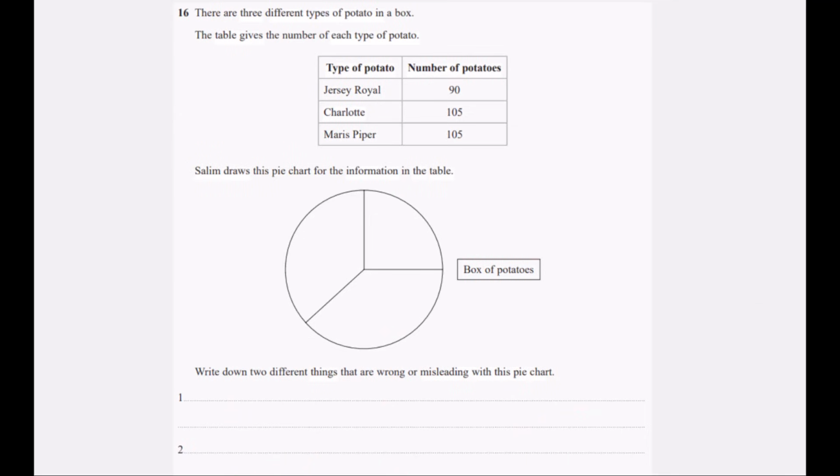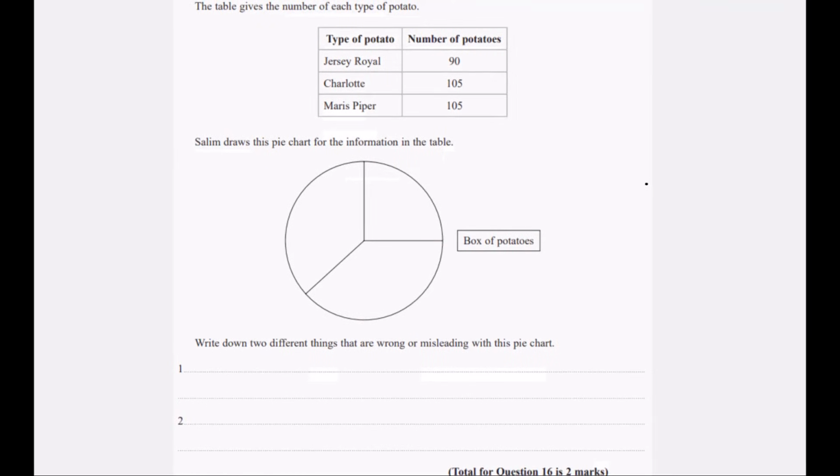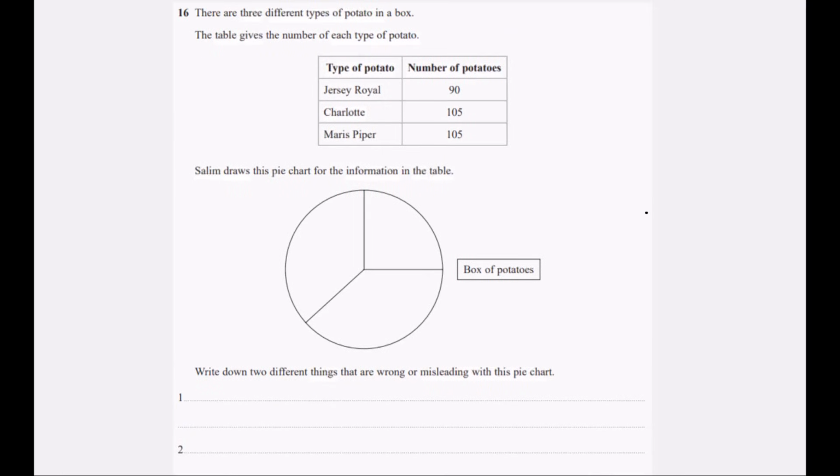Question 16. There are 3 different types of potato in a box. The table gives the number of each type of potato. So we've got Jersey Royal for 90 potatoes, Charlotte's 105, Maris Piper's 105 as well. Salim draws a pie chart. Write down 2 things that are wrong or misleading about this pie chart.